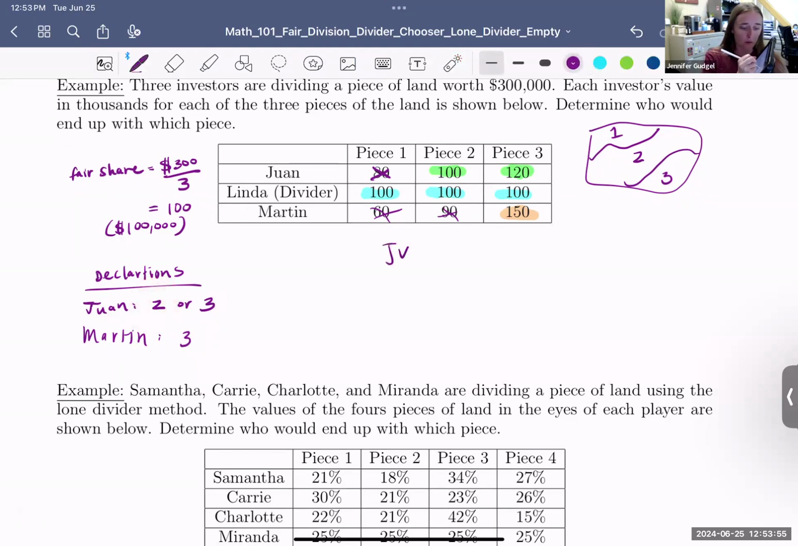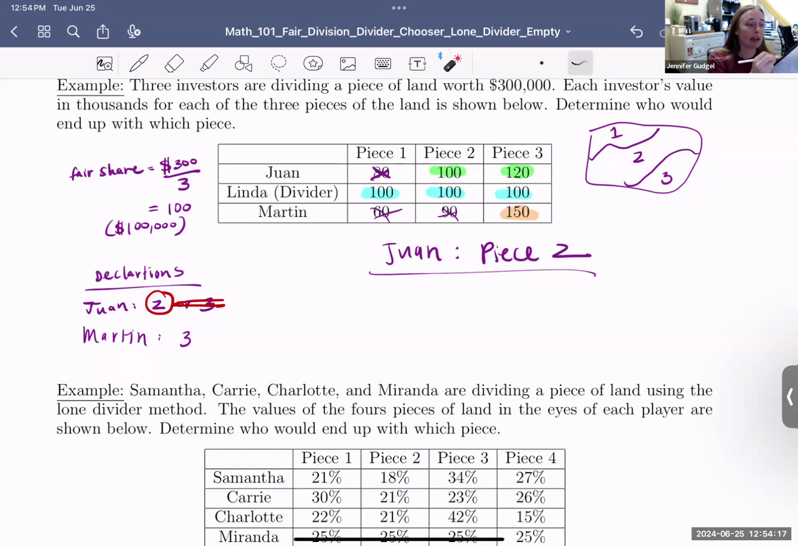So Juan wanted piece number 2. He's the only one that wanted piece number 2, so he gets it. And as soon as he gets assigned piece number 2, we now don't worry about the fact that he wanted piece number 3. We can wipe it from his list because he's out of the equation. He got piece number 2, he's good to go. And that leaves piece number 3 as a non-contested piece now. Martin will now get piece number 3.